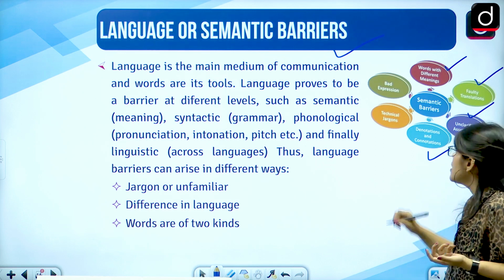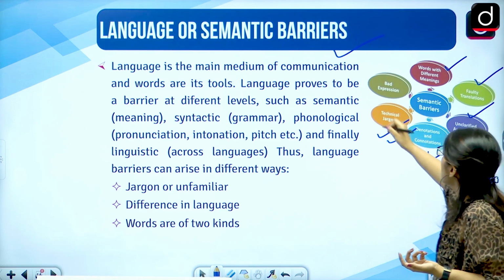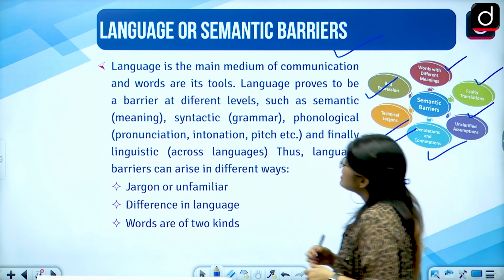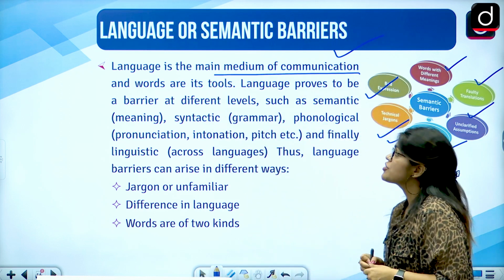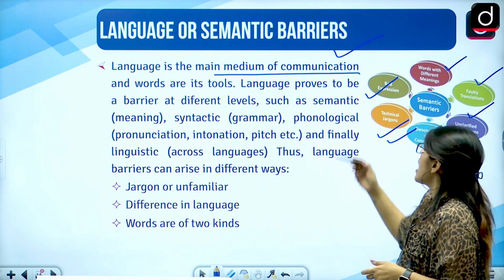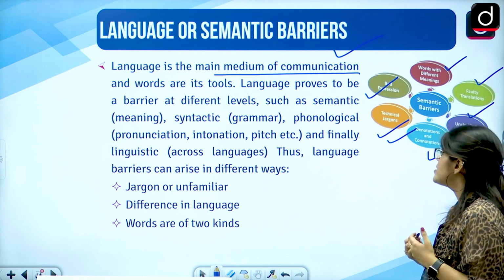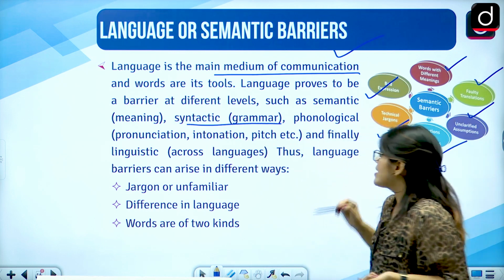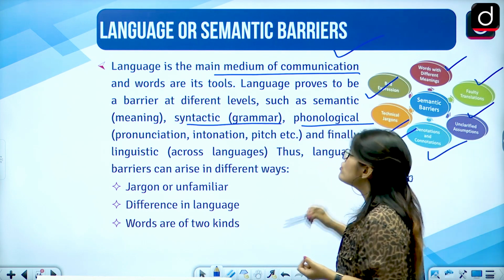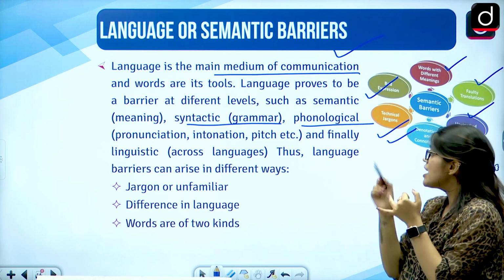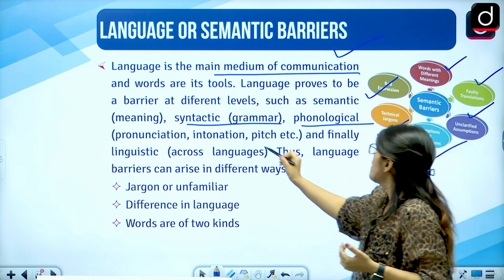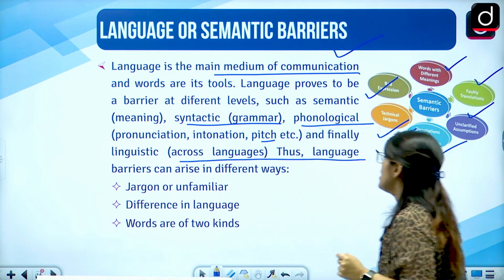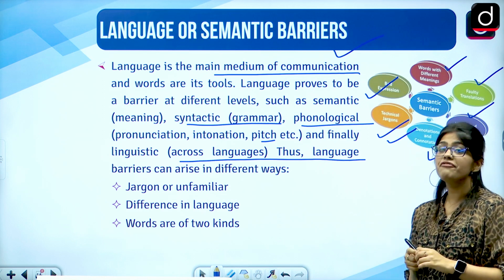Denotation and connotation. Then there can be technical jargon and bad expressions being used. Okay, so language is the main medium of communication and words are its tools. Language proves to be a barrier at different levels, such as the semantic, that is at the meaning level, the syntactic, that is at the grammatical level, and the phonological, that means at the pronunciation, the intonation part or the pitch part, right? And finally comes the linguistic, that is across languages. That language can have different barriers.